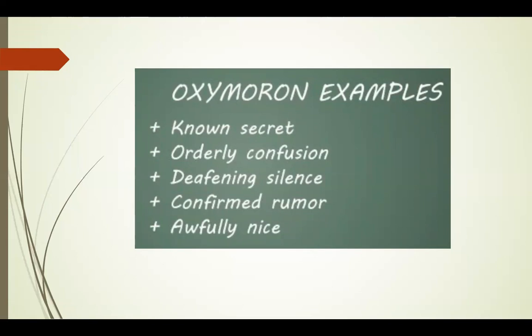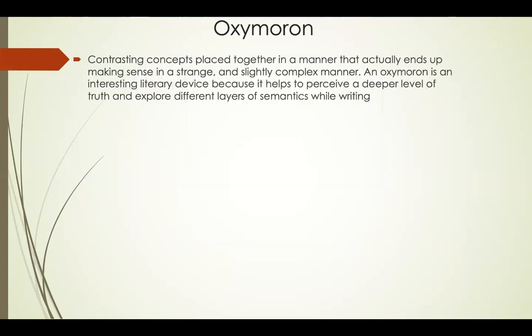Okay, known secret. Then we have orderly confusion, deafening silence, confirmed rumor, and awfully nice. So if you notice here, both words have contrasting meanings. So this is what oxymoron is. So contrasting concepts are placed together in a manner that actually ends up making sense in a strange and slightly complex manner. An oxymoron is an interesting literary device because it helps to perceive a deeper level of truth and explore different layers of semantics while writing.